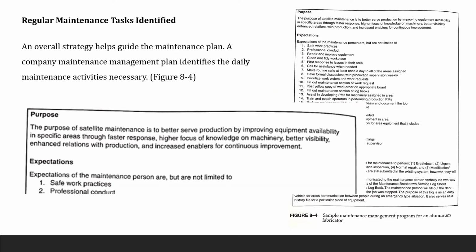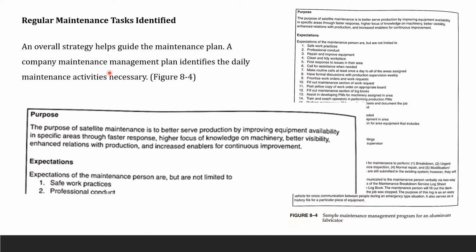Regular maintenance task identification. Now we're going to identify the maintenance tasks. So here we go, an overall strategy. You definitely need to know the overall. In every chapter that we did, we have an overview, same as that. So you have an overview, an overall strategy here, and regular maintenance tasks. It's going to help guide the maintenance plan. First we have a plan, then we have an overall strategy. If you have an overall strategy, it's going to help you with your plan.